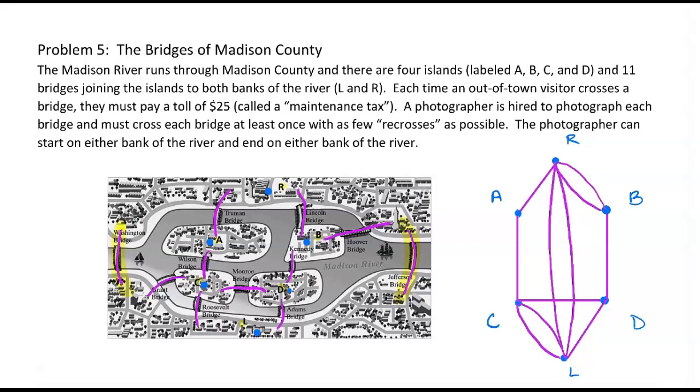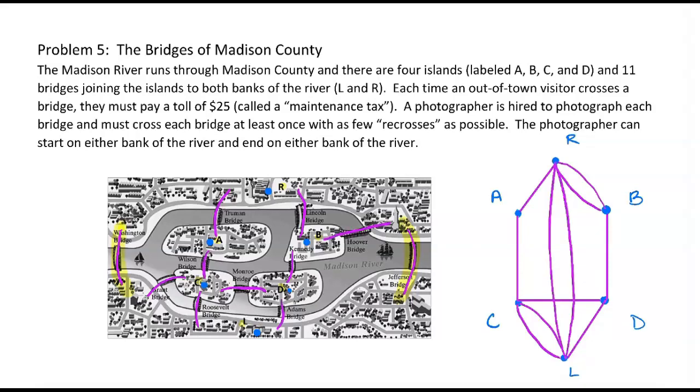Hopefully it's clear why we don't want to go back and forth across these bridges. That would get expensive very quickly. But driving over these bridges, the photographer doesn't need to start and end back at the same location. He can leave the area from either bank of the river.